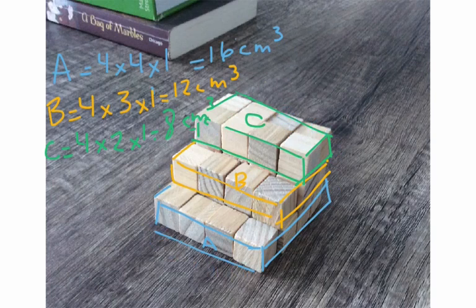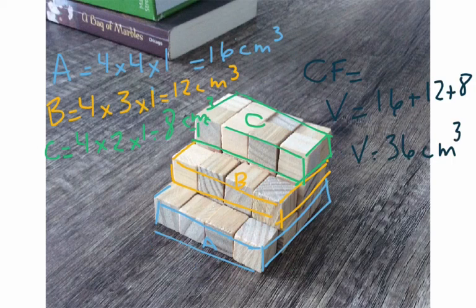So my composite figure's volume is going to be equal to 16 plus 12 plus 8. 12 plus 8 is 20 plus 16, so my volume is 36 cubic centimeters. And you can use cubes or whatever you want, but really, if you have Legos, go ahead and do it with Legos. All right? So this should explain how to do it.